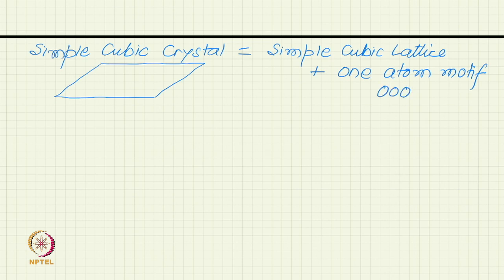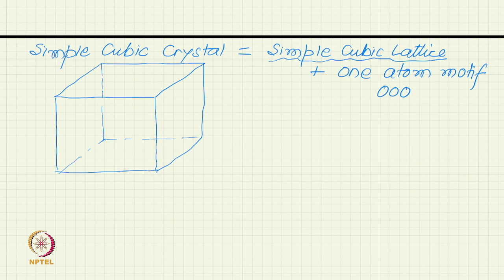So, the fractional coordinate is 0. So, you have a cubic unit cell, simple cubic lattice means lattice points are at the corners of the cube. So, in red I am marking the lattice points. They are still not atoms, they are simply points. When we say simple cubic crystal, then we will attach atoms to these points. And since we are saying one atom motif, I will attach only one atom to each lattice point, and that atom I am placing at 0, which means with respect to each lattice point the coordinates are 0.